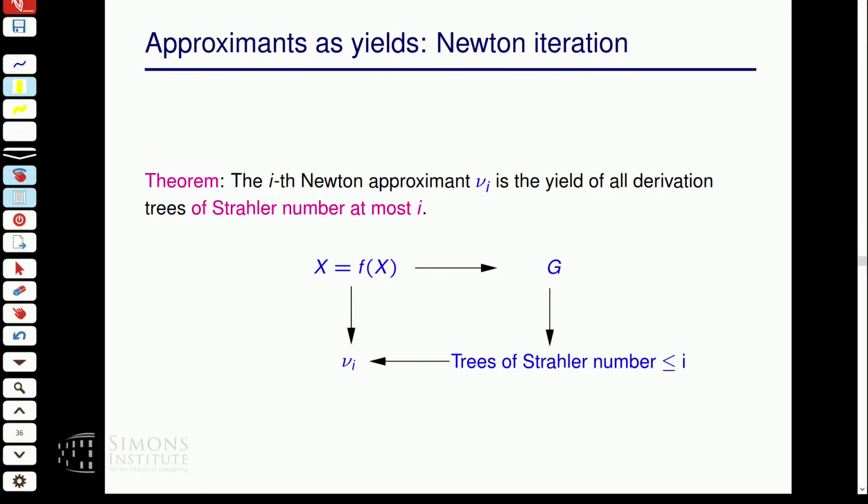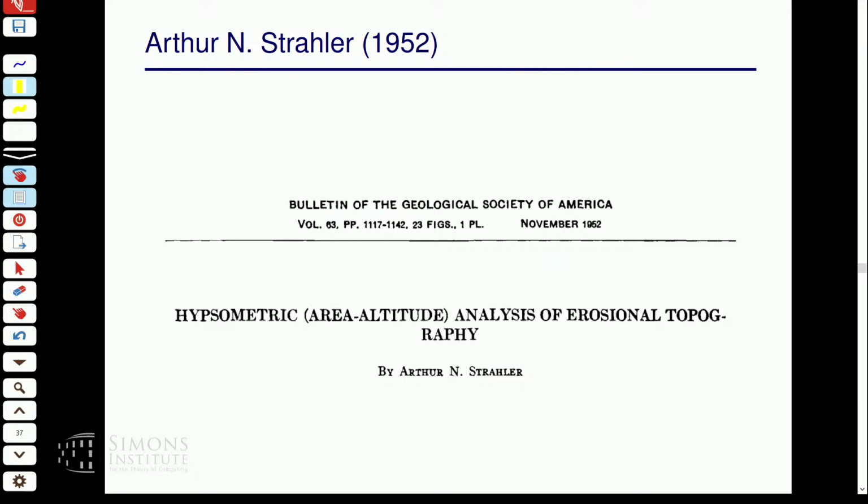Strahler is Arthur N. Strahler, who in 1952 published this paper. And he wasn't a computer scientist. He wasn't a mathematician. He was a geographer or a geologist. And the definition of the Strahler number is in this paper, right? Very fitting for our worship.